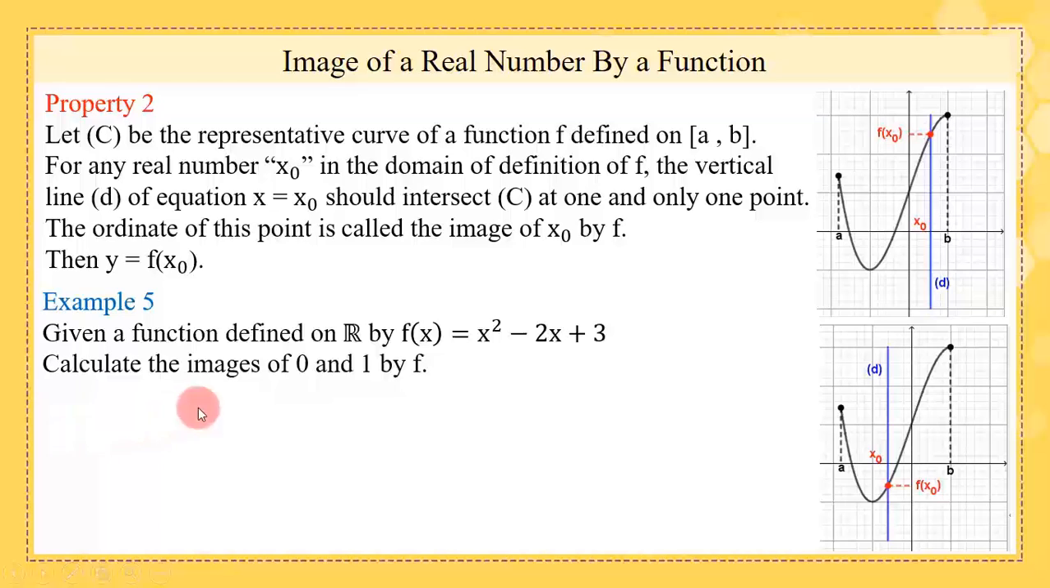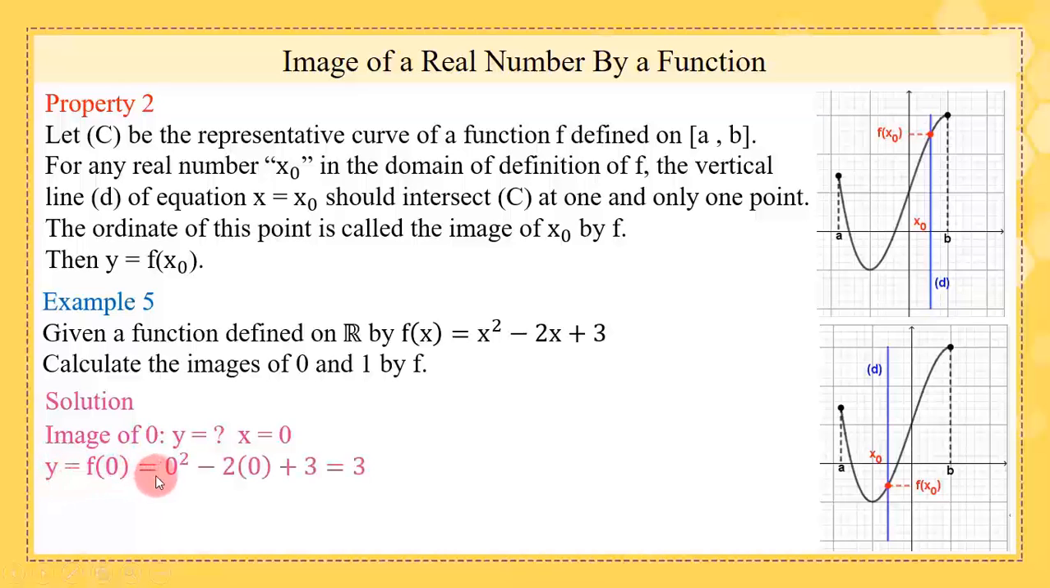So we need to calculate f of 0 and f of 1. Solution: image of 0, which is the value of y such that x equals 0, y equal f of 0 equals 0 squared minus 2 times 0 plus 3 equal 3. Image of 1, what is the value of y such that x equal 1? So it is f of 1 equals 1 squared minus 2 times 1 plus 3 equals 2.